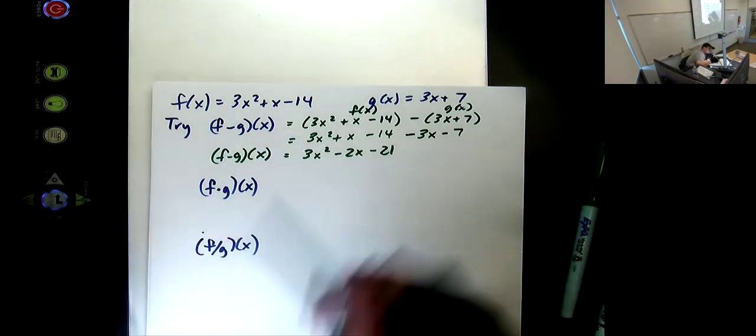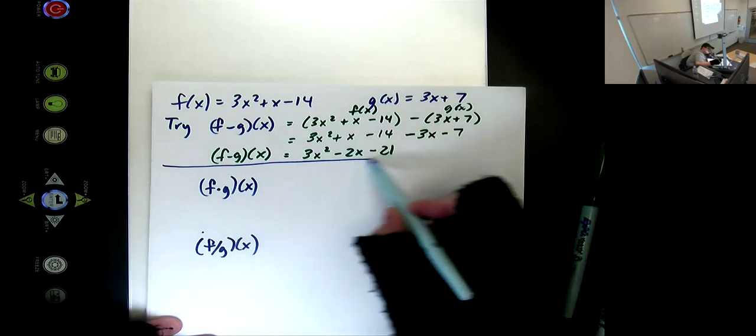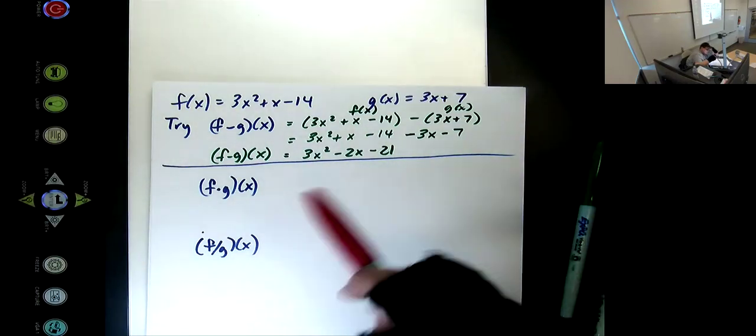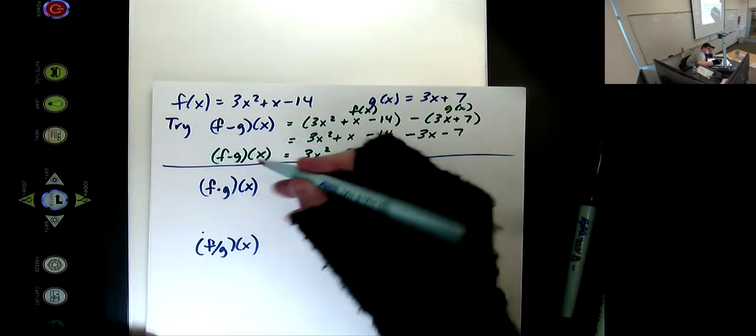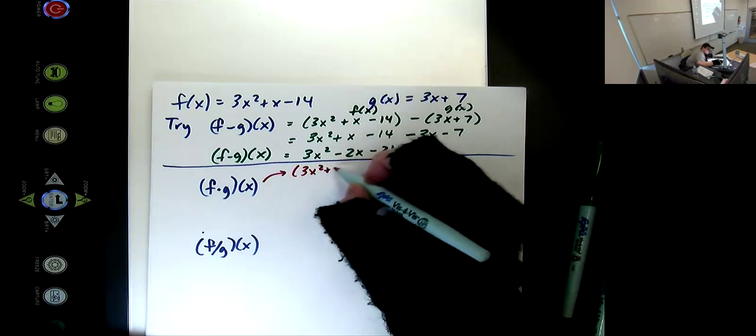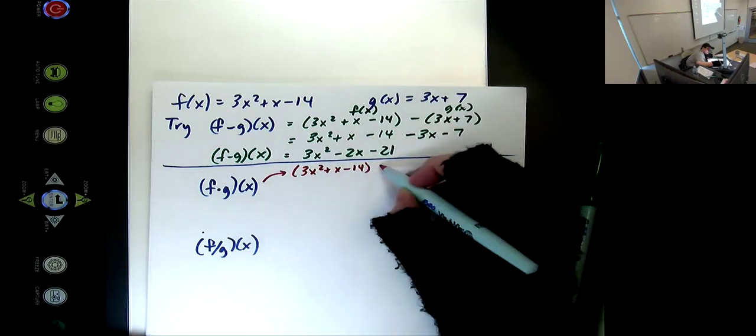All right, so let's put a line there. This one's not going to be pleasant. I need to do multiplication. So this is my f of x, and my g of x is this.